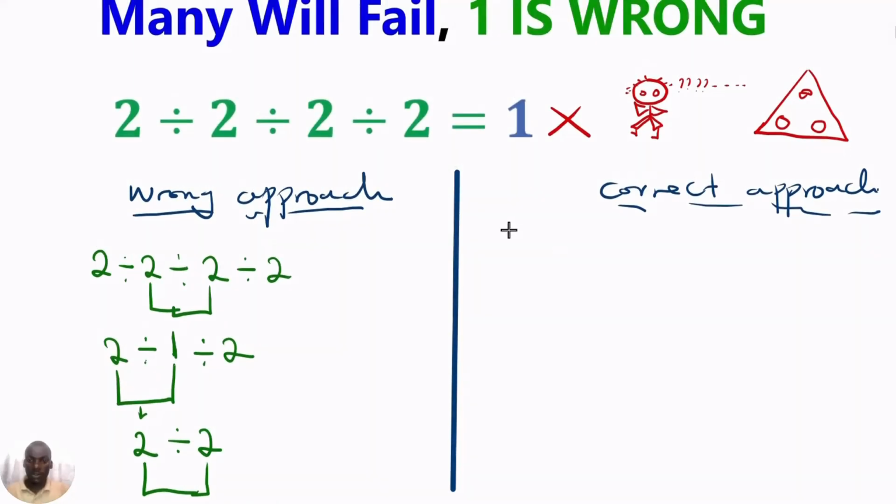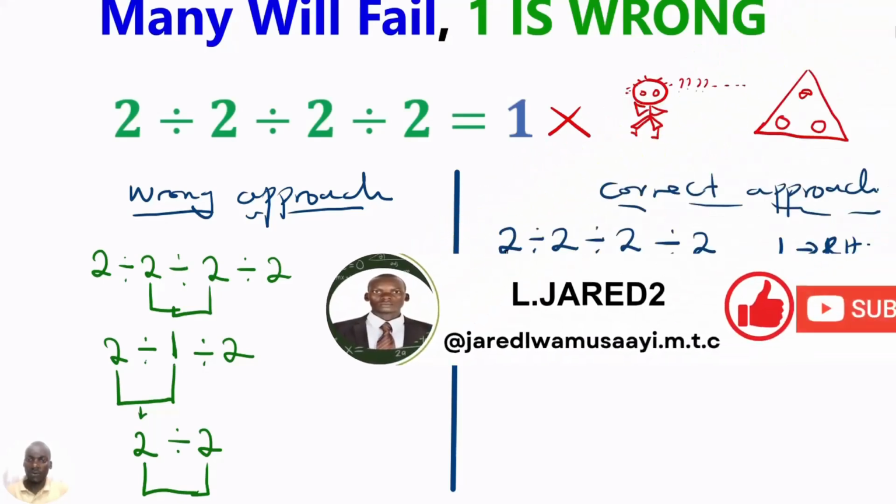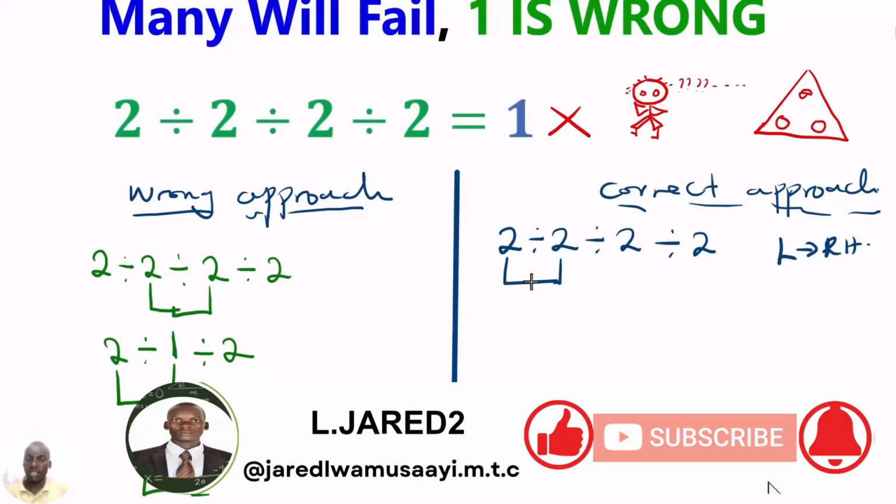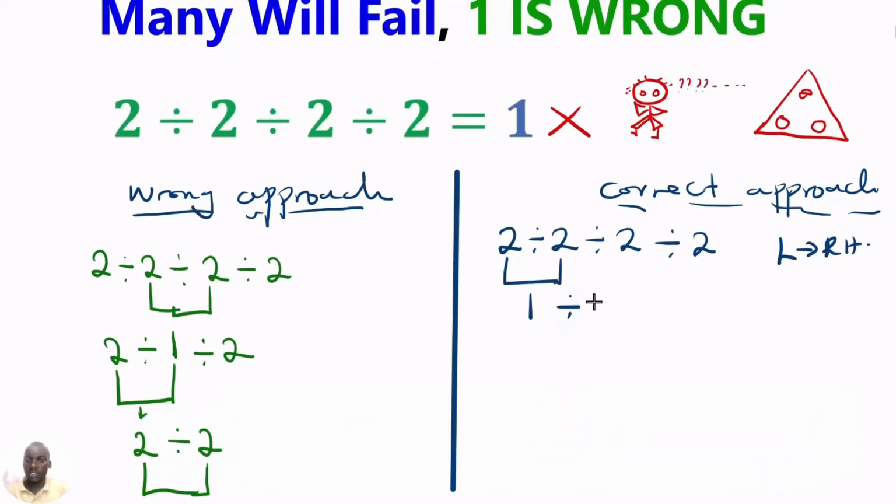The correct one is 2 divided by 2 divided by 2 then divided by 2, which is equal to, in here the trick is that we begin from the left hand side towards the right hand side. What does it mean? It implies that we first deal with this 2 dividing by that 2, whereby 2 divided by 2 gives our result as 1. Then this division symbol follows, so divide by 2, then divide by 2.